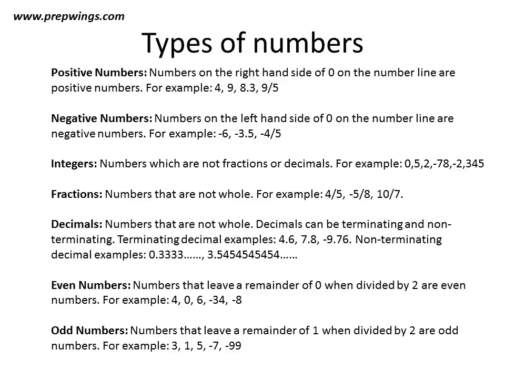Now coming to even numbers. Even numbers are numbers that leave a remainder of 0 when divided by 2. So that means these are numbers which are divisible by 2.